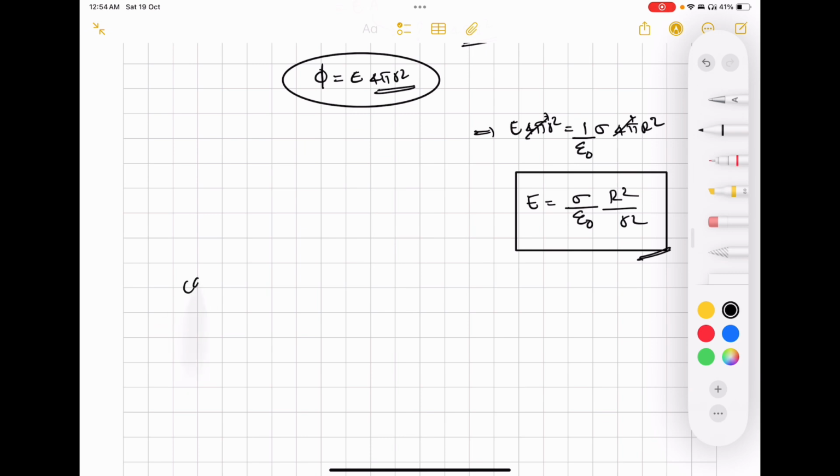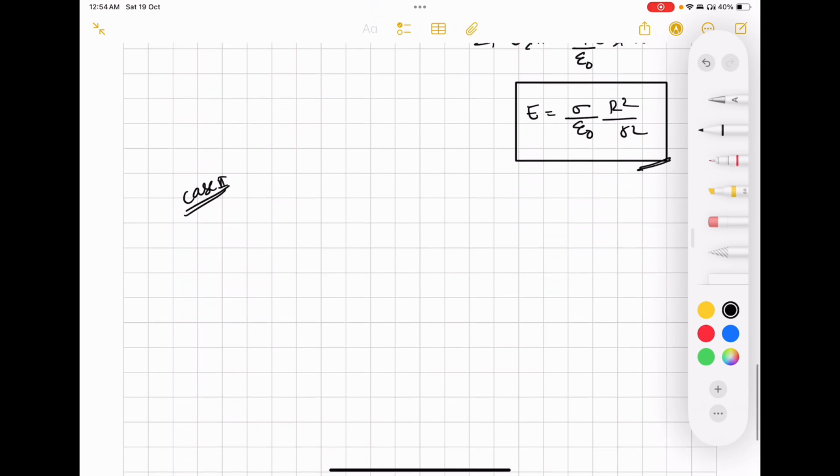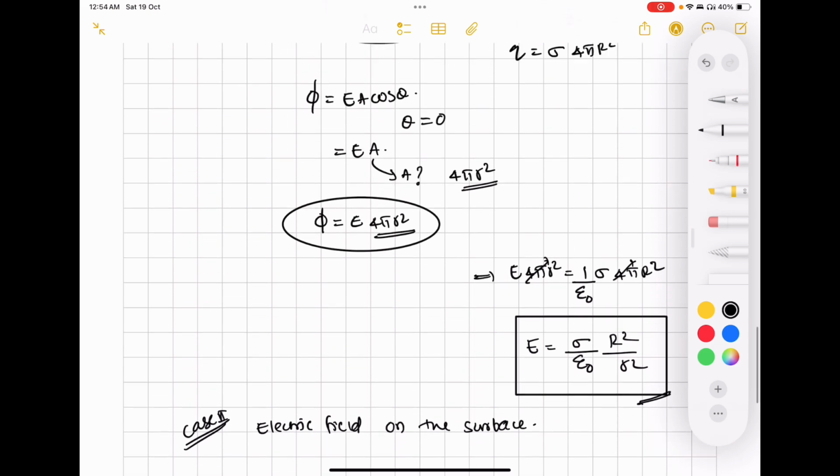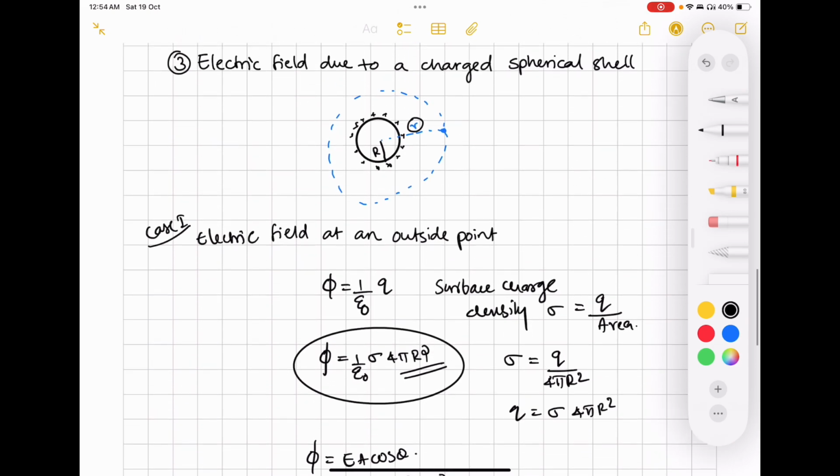Now we can move to case 2, which is the electric field due to a charged shell on the surface of the shell. Case 2, electric field on the surface. So on the surface we will take the Gaussian surface in such a way that the point lies on the surface of the Gaussian surface.